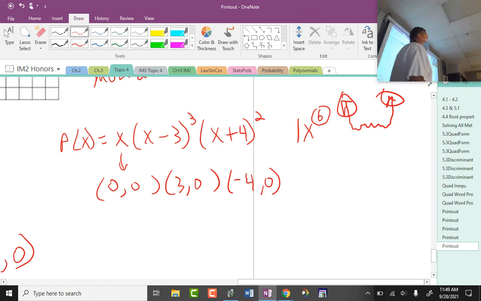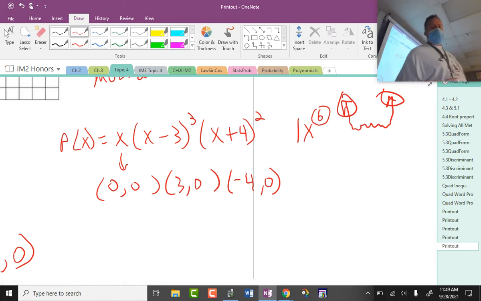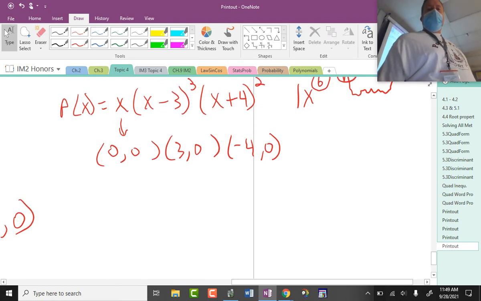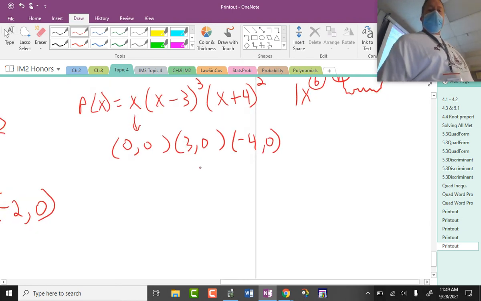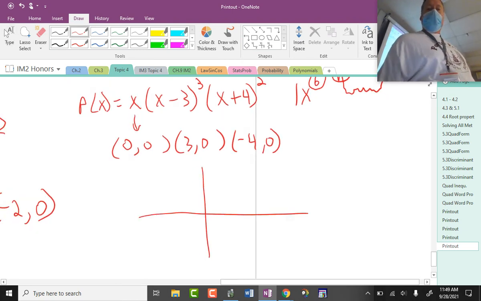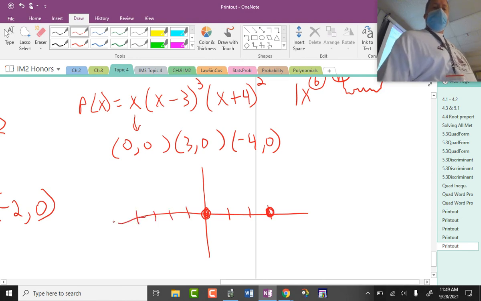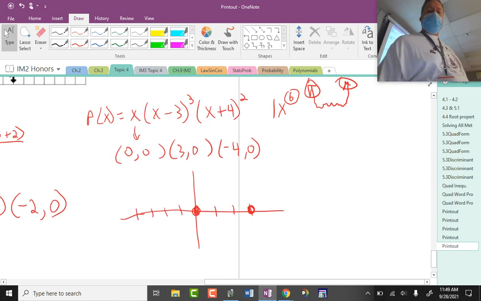It's going to end up and up. All right? And that's what we're getting out of that first page. So actually, I'm done. I'm not even going to find the y-intercept. I'm going to go ahead and make a sketch out of this right now. Here's 0, 0. Here's 3, 0. Here's negative 4, 0. And this ultimately is the big connection for all of this.